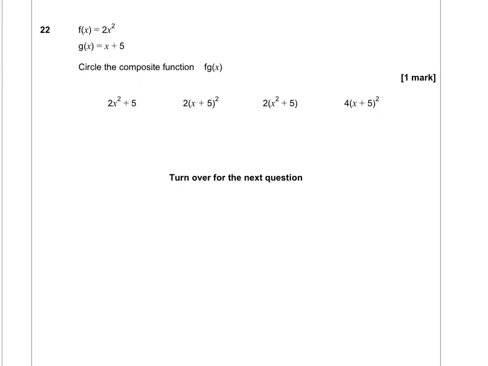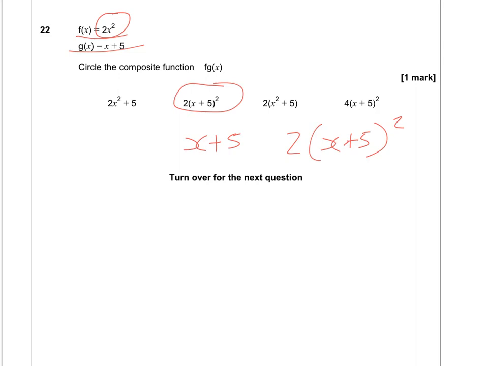Question 22 is having a look at composite functions. We're told that f of x equals 2x squared and g of x equals x plus 5. And it's wanting the composite function f of g of x. Now this means that we start with g of x and we sub that into f of x. So we have g of x is x plus 5, and we need to sub that wherever it says x in the f of x function. So we have 2 times by x plus 5 squared, which is this one here.